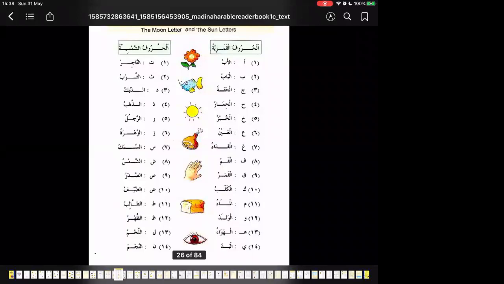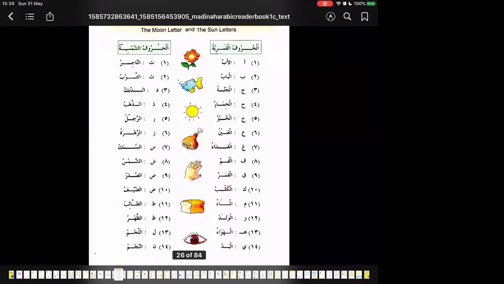The other 14, there's a slight difference when we pronounce those words, when we read those words. So how will they be read? At-tajir, the merchant. Al-thawb, the shirt. Ad-dik, the cockerel. Al-dhahab, the gold. Al-rajul, the man. Al-zahra, the star. Al-samak, the fish. Al-shams, the sun.